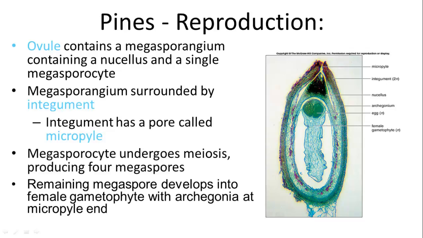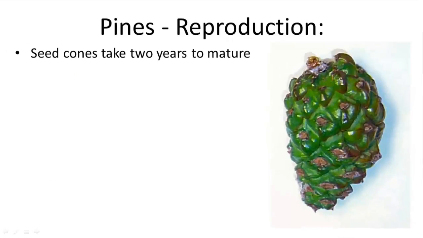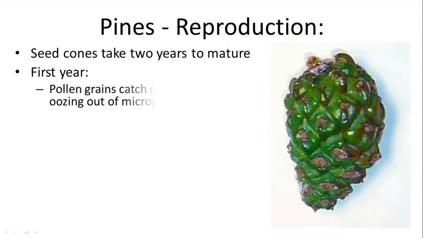Oops, I said all that, but didn't show it to you. The seed cones take 2 years to mature. In the first year, the pollen grains catch on the sticky drops oozing out of the micropyle. So the micropyle is there to catch the pollen, basically.